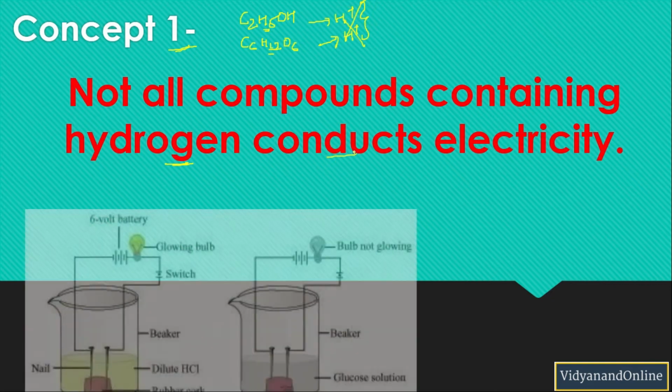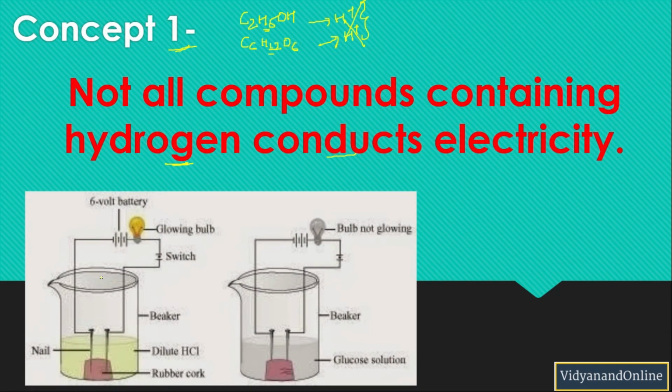For example, if you see this figure here, you have two beakers. Here you have dilute HCl, and here you have glucose solution. Once you put the switch on, this bulb will glow, which has the electrolyte as dilute HCl, whereas the other beaker which has the glucose solution as an electrolyte will not dissociate into its respective ions, and that is why there will be no movement of ions, and thus the bulb will not glow. Okay, so this is one of the most important concepts of this topic.